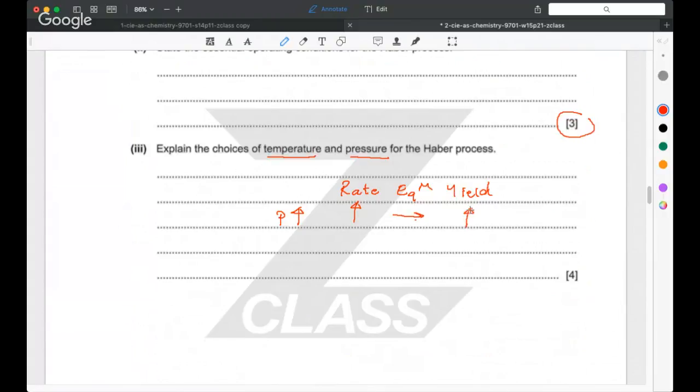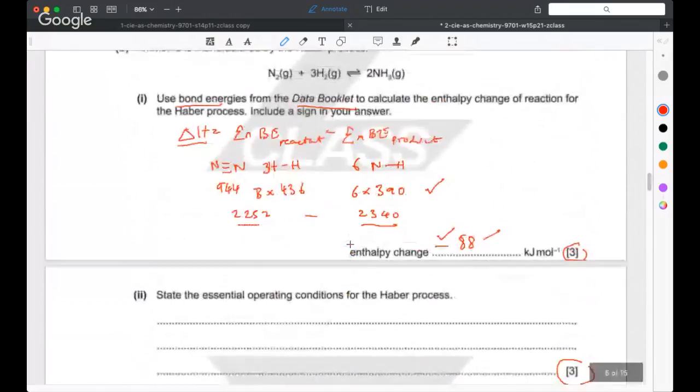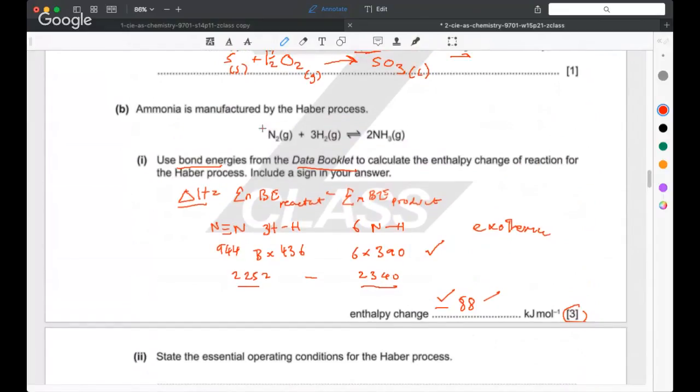Now, if the temperature goes up, well, you know from your studies that if you increase the temperature, the rate is going to increase. You're going to have more collisions and a greater proportion of successful collisions. But remember, in the calculation that you did, this was exothermic, wasn't it? You had a negative value for your enthalpy change. It's exothermic.